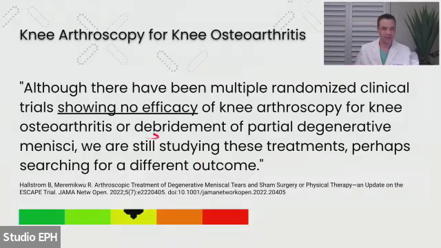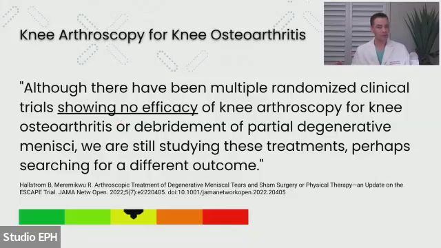And even here, you'll see an actual quote from one of the medical research studies that says, look, we're still studying these treatments, perhaps searching for a different outcome. In other words, the outcome has been clear. No efficacy is shown. They've actually done what they call sham surgeries, where they simply give the patients a surgical scar, but they don't do the procedure.